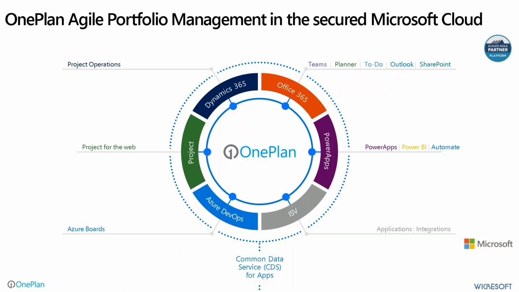But if you're a Microsoft shop and you're using Teams and you're heavily invested with the Microsoft technology, OnePlan for Agile Portfolio Management is the best way to scale your aspirations to Agile and drive that business agility. So I encourage you to consider if you're in that position.